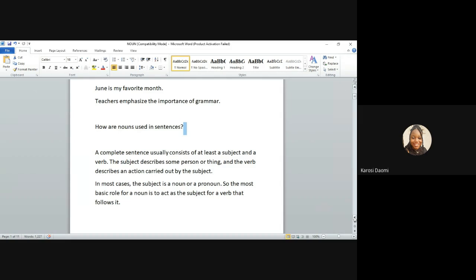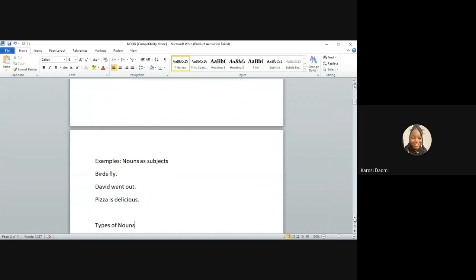So the most basic role for a noun is to act as the subject for a verb that follows it. So what a noun does is to act as the subject. In sentences, the noun, the doer of the action, is usually the subject in the sentence, and that's the person who carries out the action that the verb does.